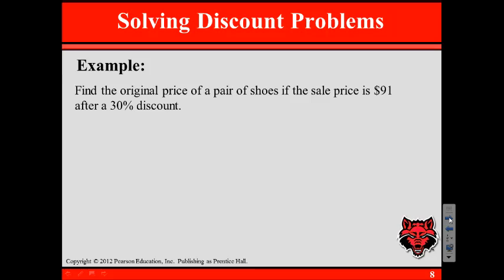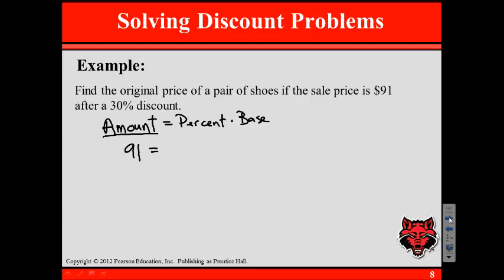Now let's try to find the original price of a pair of shoes if the sale price is $91 after a 30% discount. Well, if we try to use the same equation that we used in the last example, amount equals percent times base, where base is the original, we'll have to be somewhat creative in solving the problem. What we are given is actually the amount. We're given the sale price, and the sale price would fit on the left-hand side where we see amount. So $91.